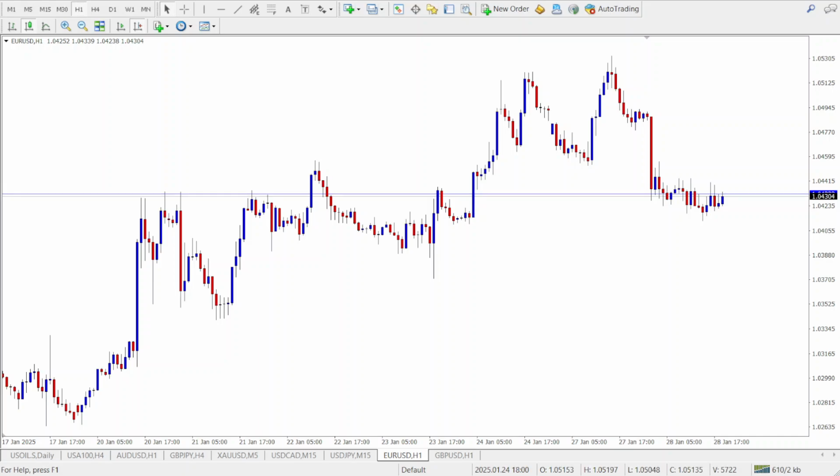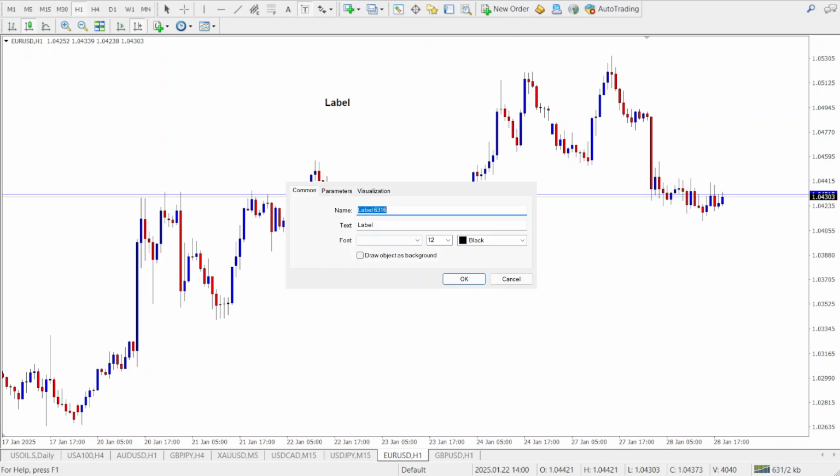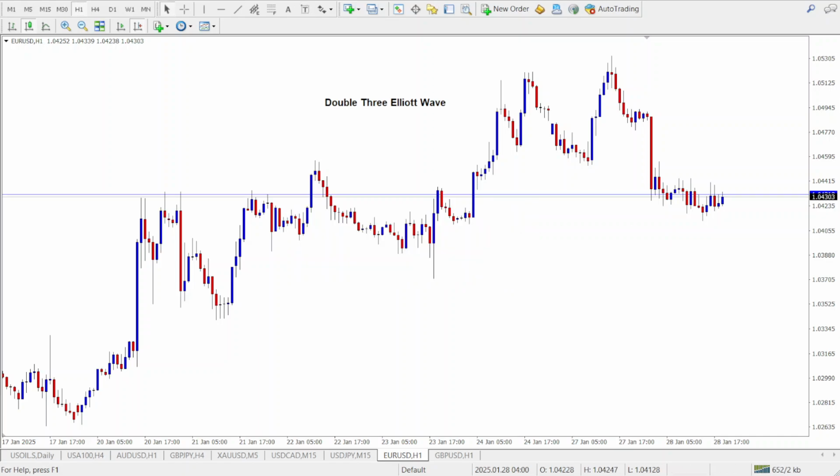In this video, we're just going to be talking about the Double Three Elliott Wave. Basically, it is a pattern that many traders overlook but can have a huge impact on your trading success. This pattern is actually part of the Elliott Wave theory, and while it might seem complex at first, I'm going to break it down so you can start spotting it in your charts and use it to your advantage.